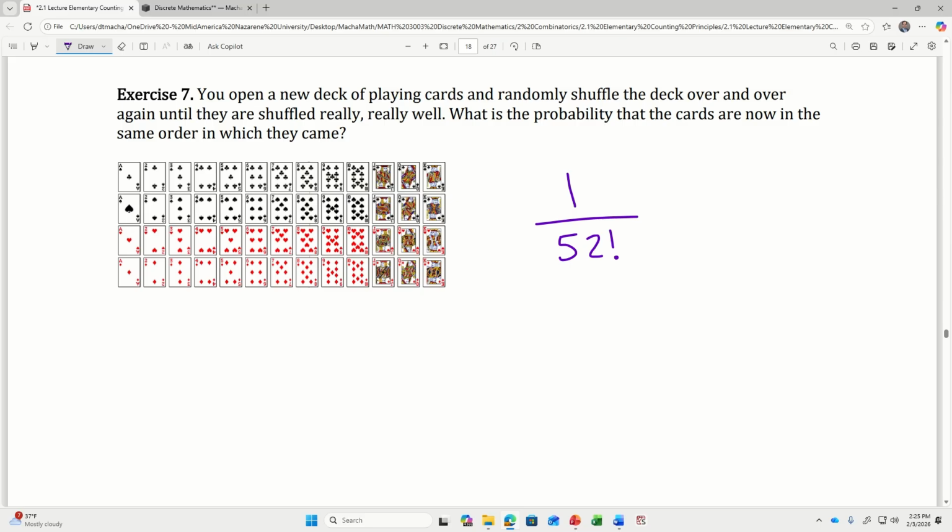At one point, someone who understands physics a little bit better than me told me that 52 factorial is a number larger than the number of atoms in the observable universe. So it's a big number. And so it's highly unlikely that you're going to ever shuffle a deck randomly back into order.